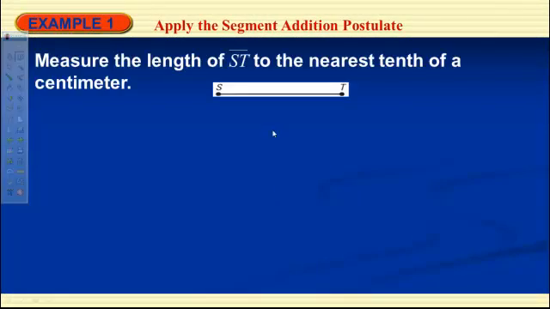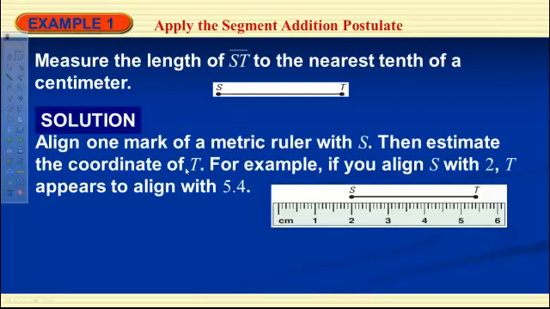Now we're on to the examples. Here we have a segment that we want to measure the length of, segment ST, to the nearest tenth of a centimeter. I'm just going to show you this example. I'm not going to write on the board for it. So basically what we would do is take a centimeter ruler or any kind of ruler and measure this out. Okay?